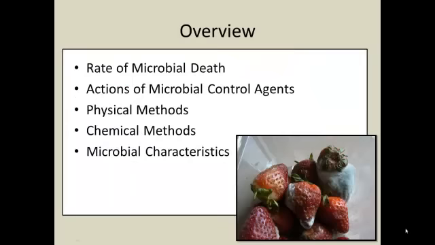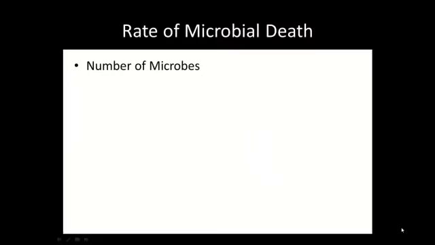In this first part, we're going to be discussing the rate of microbial growth, actions of microbial control agents, and physical methods. In part 2, we'll cover chemical methods and microbial characteristics. When we're discussing the control of microbial growth, we need to know how many microbes are being controlled or killed by our control methods. So for that, we need to know the number of microbes.